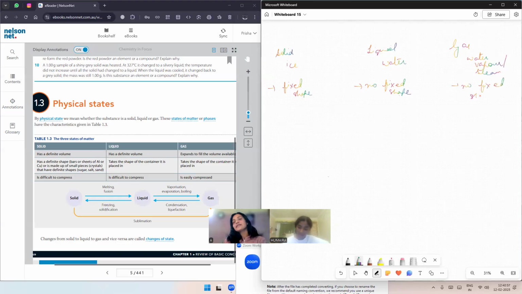Now comes the volume part. The word volume, what picture do you have in your mind when I'm talking about volume? I think of the size of something. That's pretty good, you're very close. Volume is basically the space occupied by any substance. That's its volume.